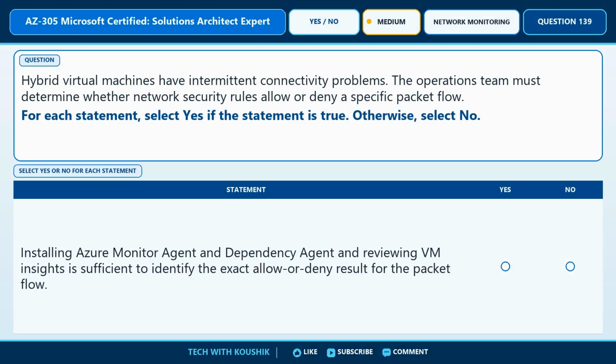The next item is question number 139. Hybrid virtual machines have intermittent connectivity problems. The operations team must determine whether network security rules allow or deny a specific packet flow. For each statement, select yes if the statement is true. Otherwise, select no. The first statement is, installing Azure Monitor Agent and Dependency Agent and reviewing VM insights is sufficient to identify the exact allow or deny result for the packet flow.